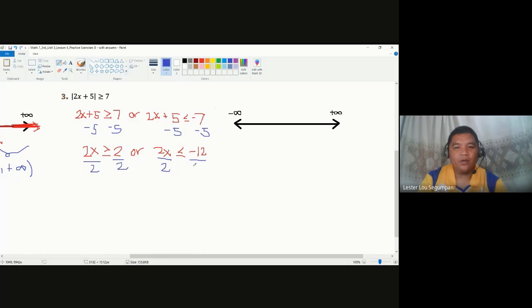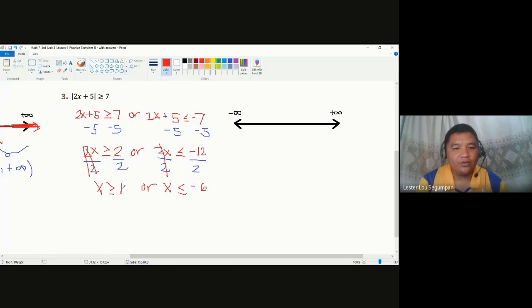Same thing will be applied here. So you have, that's canceled out. So you have x is greater than or equal to 1, or x is less than or equal to, sorry, I have added here something. Yeah. So negative 12 divided by 2 is negative 6. You may want to check that one.